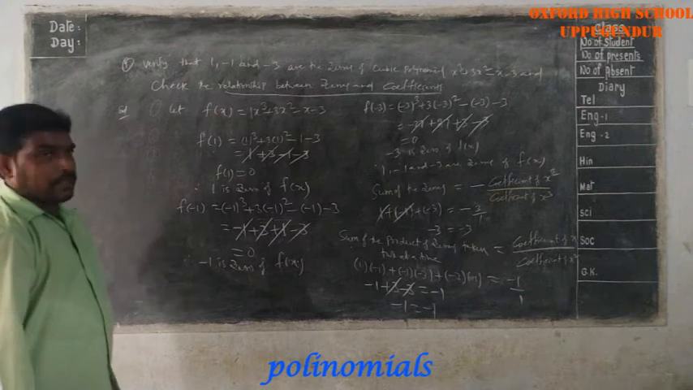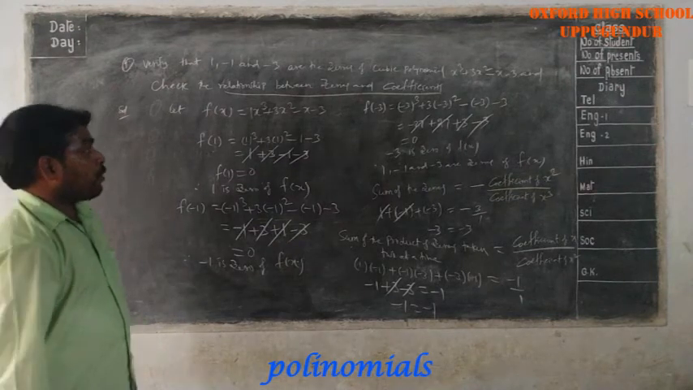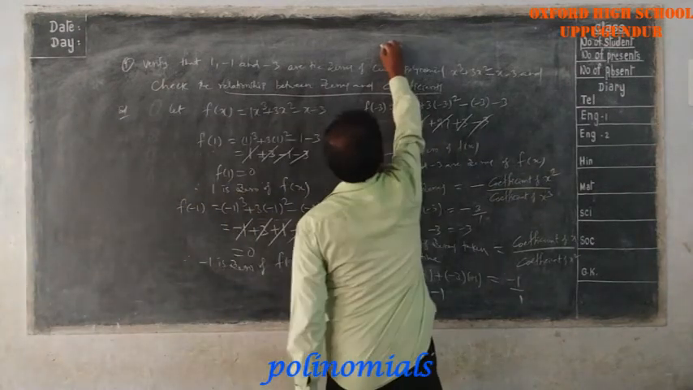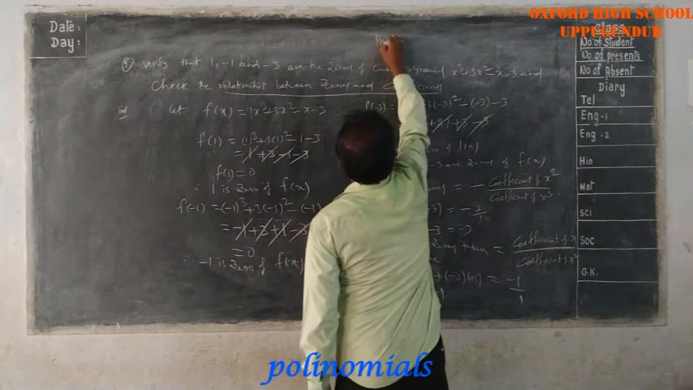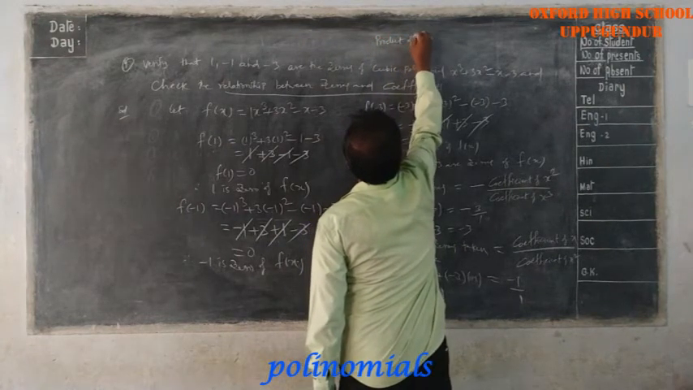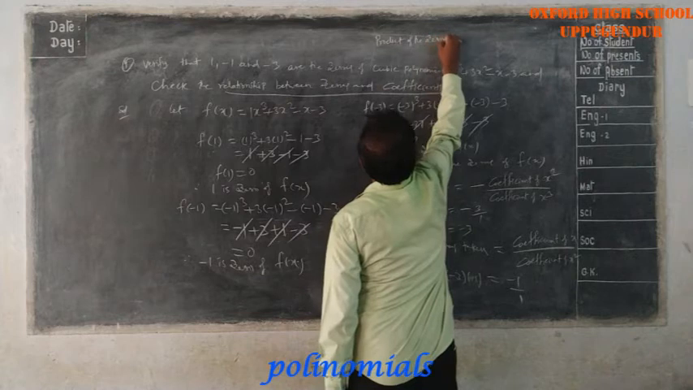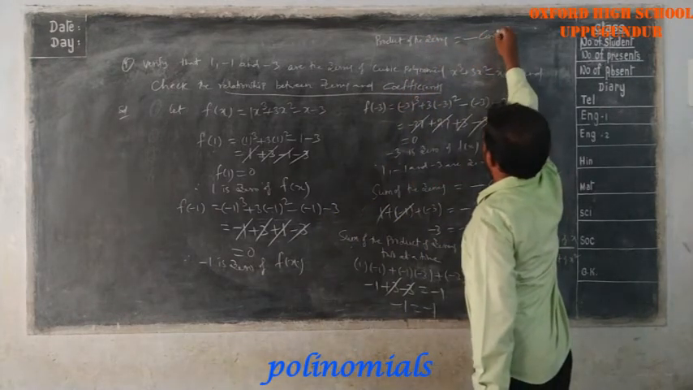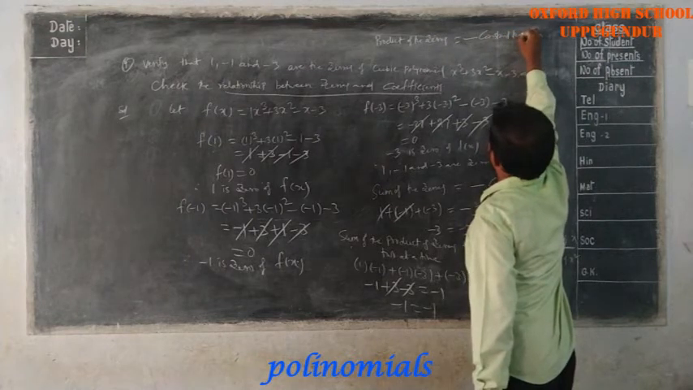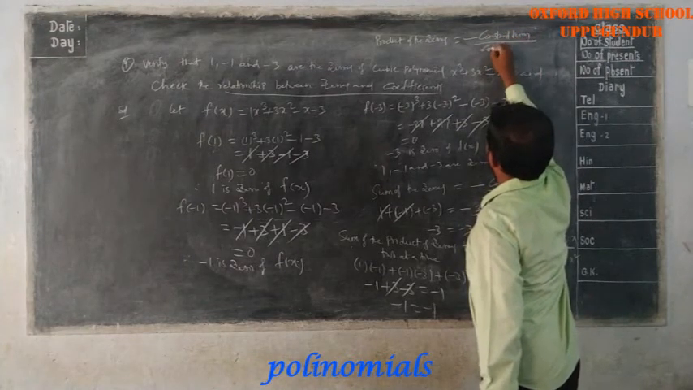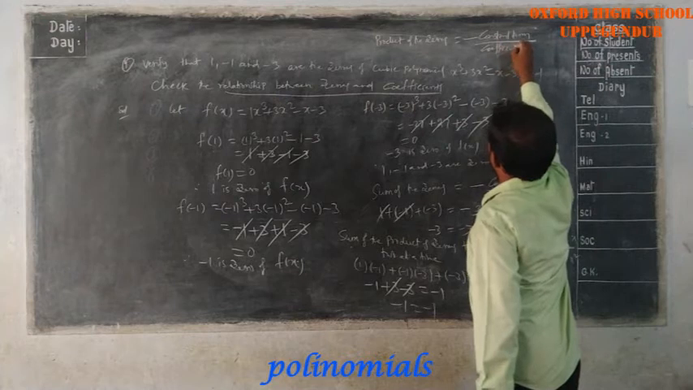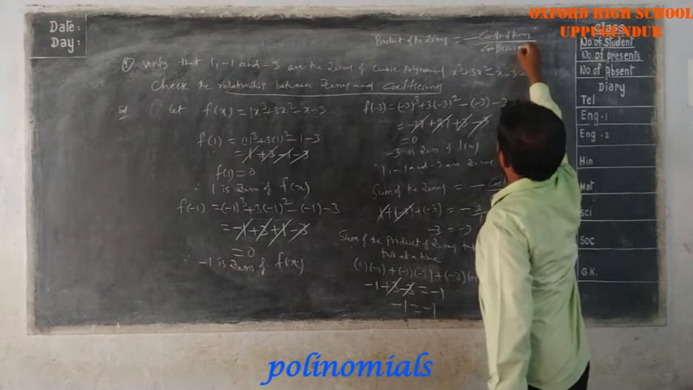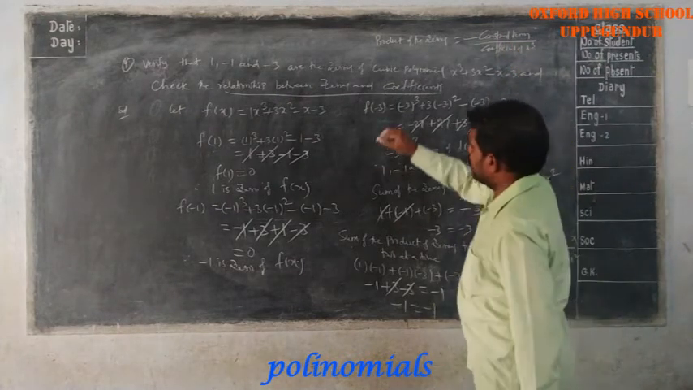Next, what is the next condition you have to check? Product of the zeros. So, product of the zeros equal to, what is the formula you have? Minus constant term by coefficient of x cube. What are the product of zeros?